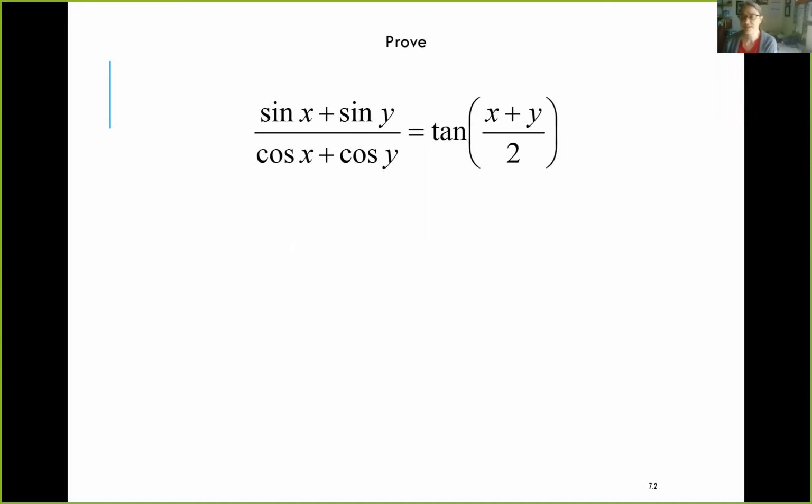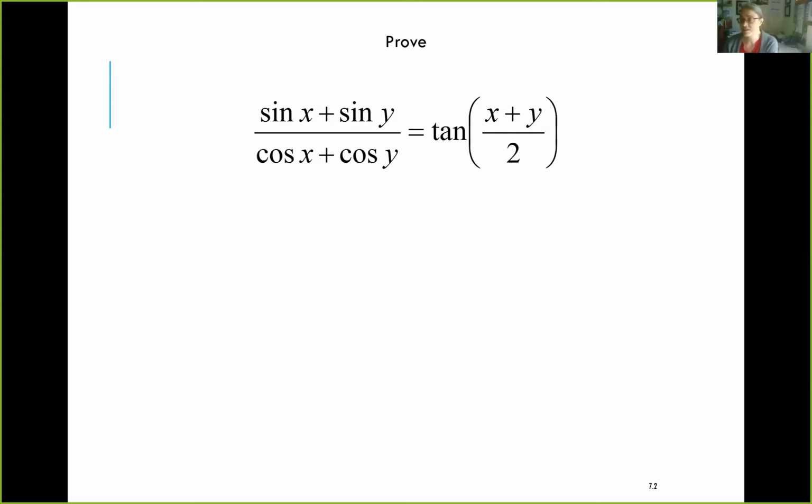Okay, so let's use this. We have been told that the sine of an angle plus the sine of another angle divided by the cosine of the first angle plus the cosine of the second angle is actually the same thing as the tangent of half of the sum of the angles. Well, this would be easier to use if we can prove to ourselves that that's true, so let's figure it out.